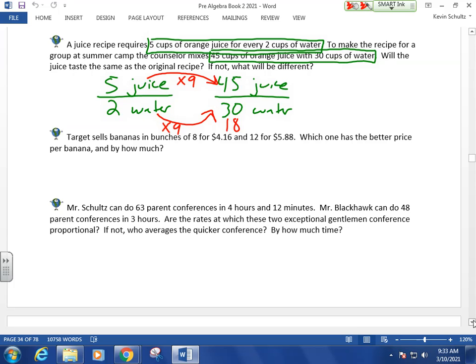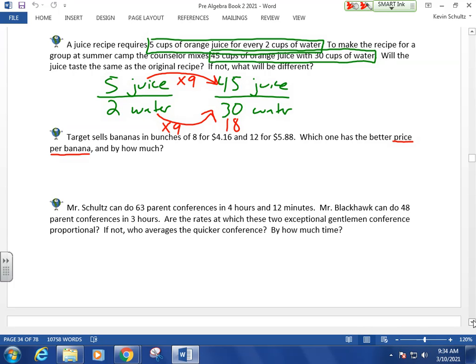This second one, Target sells bananas in bunches of 8 for $4.16 and 12 for $5.88. Which one has the better price per banana and by how much? So you're given two different rates here. 8 for $4.16 and 12 for $5.88. I want to highlight this phrase though, price per banana. What concept that we've learned previously are you going to be using to answer this question? Aiden? Unit rate. Price for one banana.